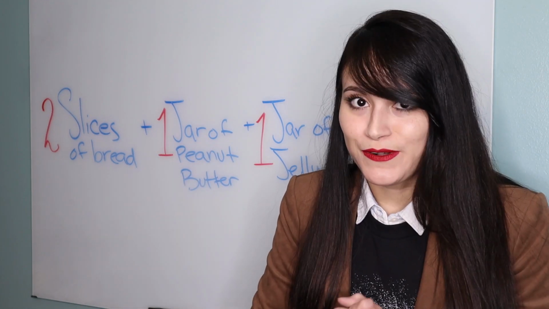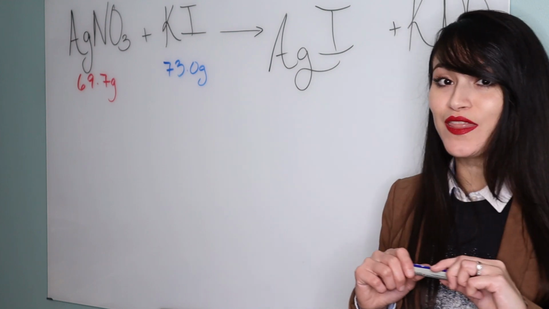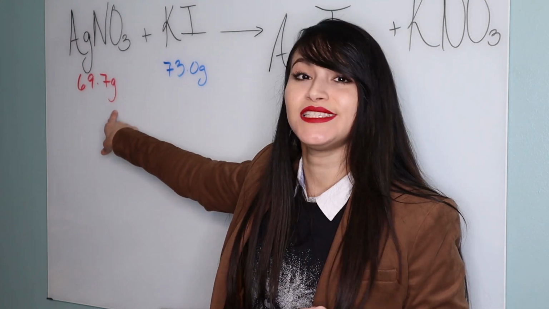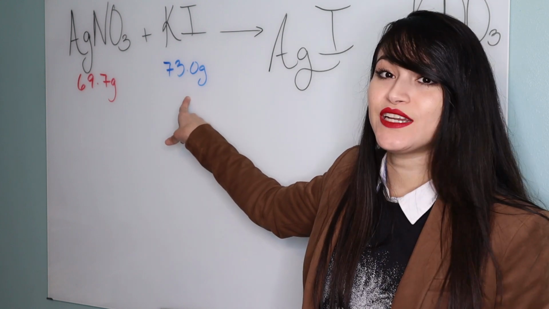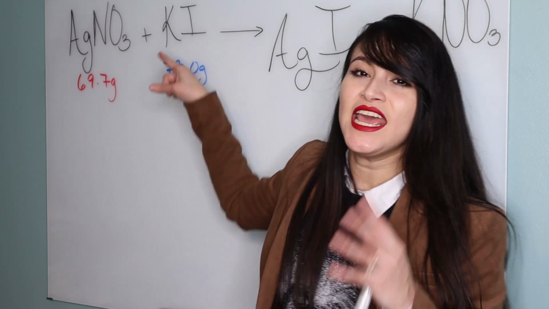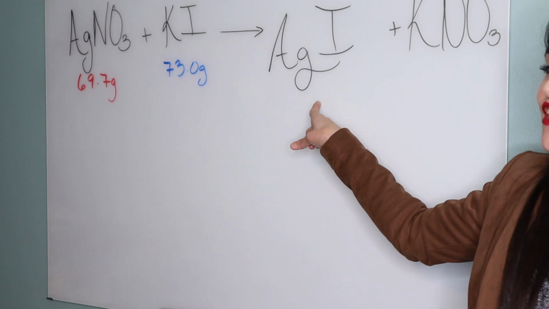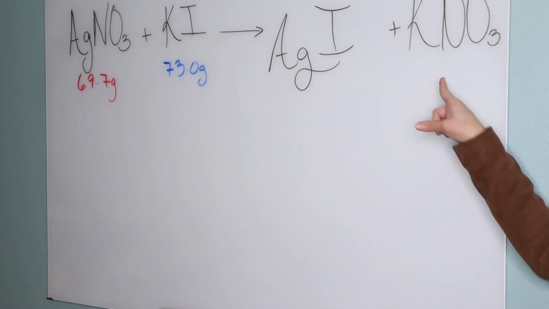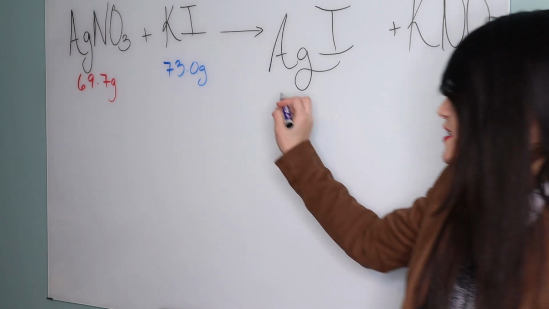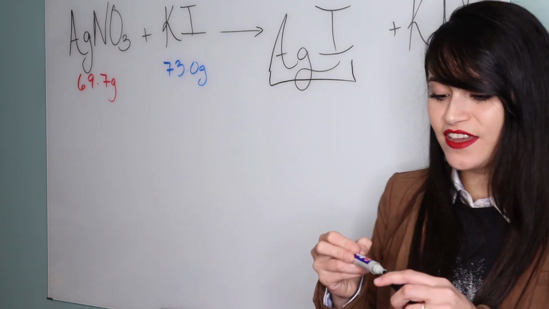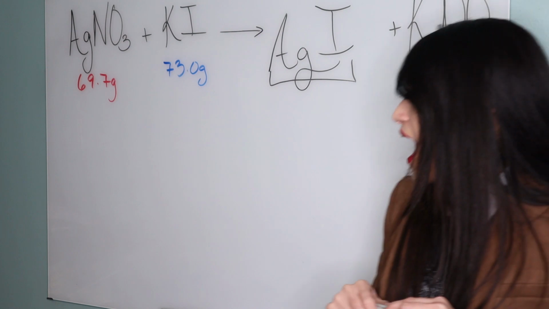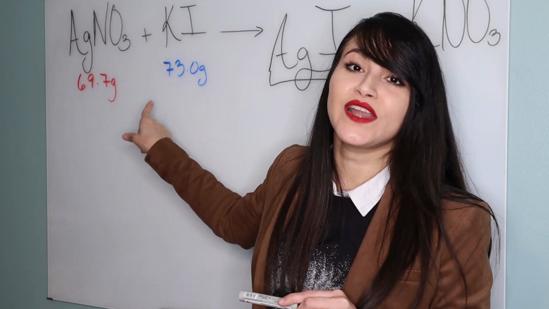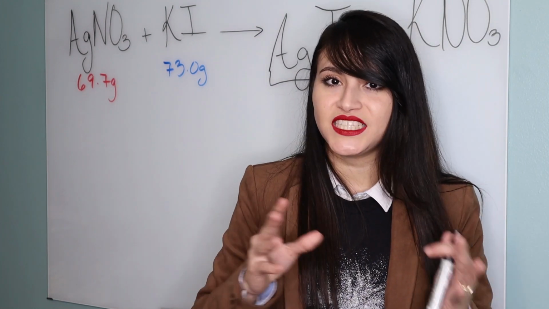Let's go ahead and do an example. So I've written this chemical equation on the board where we have 69.7 grams of silver nitrate reacting with 73.0 grams of potassium iodide in order to produce silver iodide and potassium nitrate. Our product of interest is going to be silver iodide. So with that said and this information on the board, I ask, which of these 2 reactants is going to be your limiting reactant?